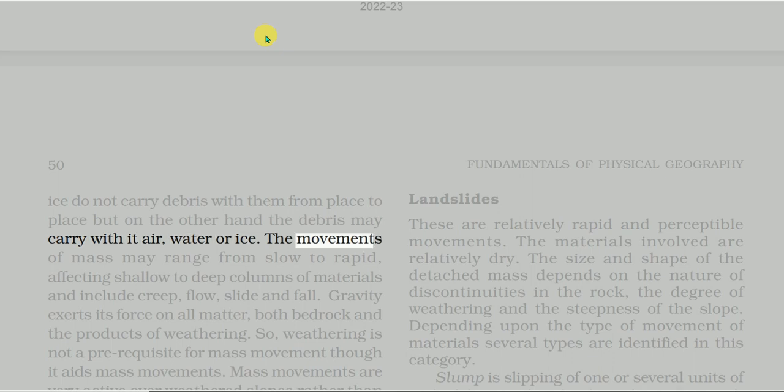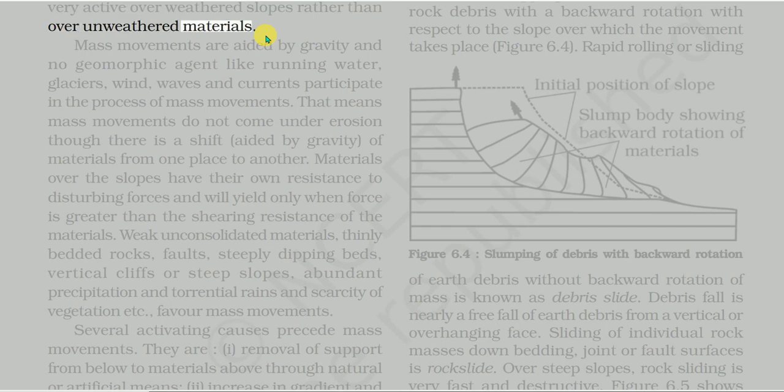The movements of mass may range from slow to rapid, affecting shallow to deep columns of materials, and include creep, flow, slide and fall. Gravity exerts its force on all matter, both bedrock and the products of weathering. So, weathering is not a prerequisite for mass movement, though it aids mass movements. Mass movements are very active over weathered slopes rather than over unweathered materials. Mass movements are aided by gravity, and no geomorphic agent like running water, glaciers, wind, waves and currents participate in the process of mass movements.